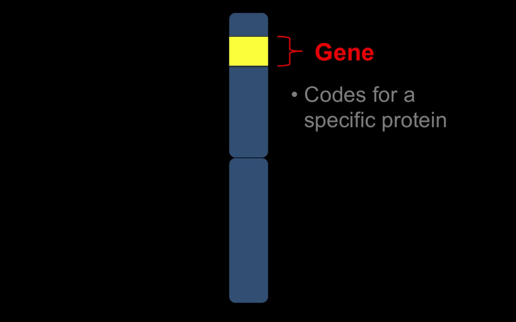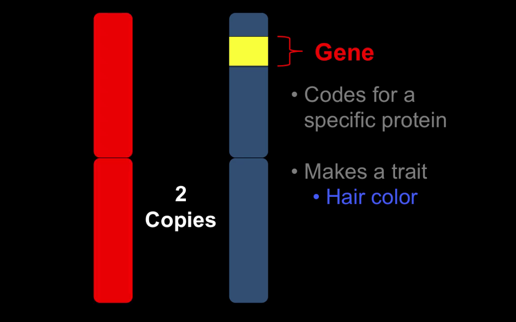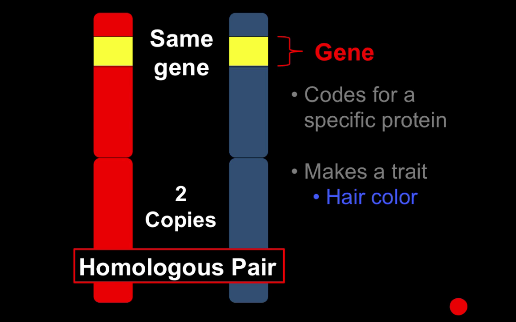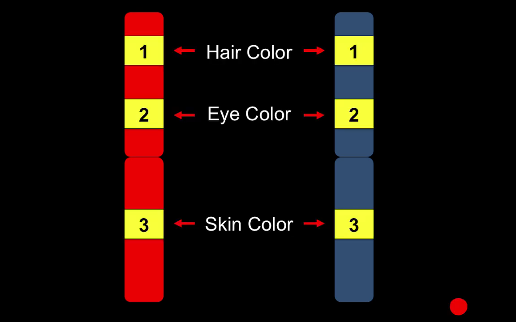So this is our example of a chromosome, a section of which is called a gene, which codes for a protein that makes a trait like hair color. And you have two copies of each one of these. And that second copy has the same gene on it. And this is a homologous pair. So for example, this set of chromosomes has three genes on it: hair color, eye color, and skin color. The two pairs both have the same genes.